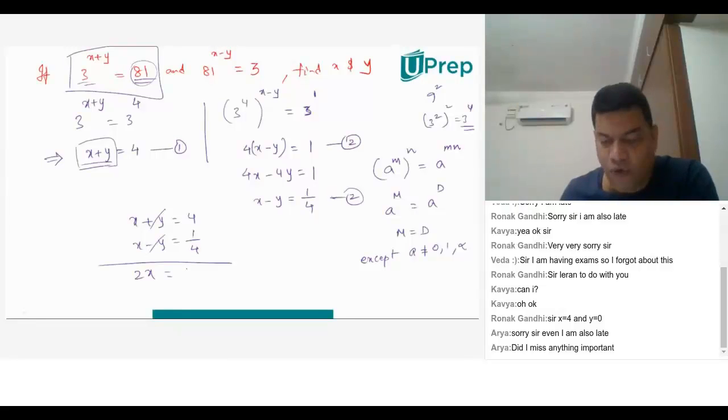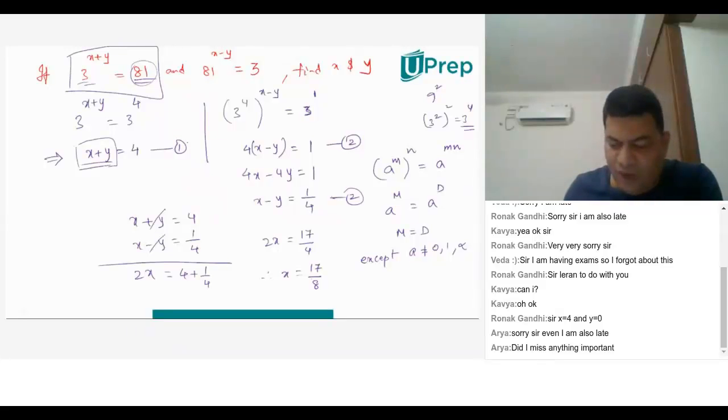What is 4 plus 1 by 4? You can simplify. Therefore, you will get 2x is equal to 4 plus 1 by 4, which is 17 by 4. Therefore, your x will be equal to how much? 17 by 8. Yes, 17 by 8. If you know x is equal to 17 by 8, you can substitute this value of x in equation 1 and get the value of y.